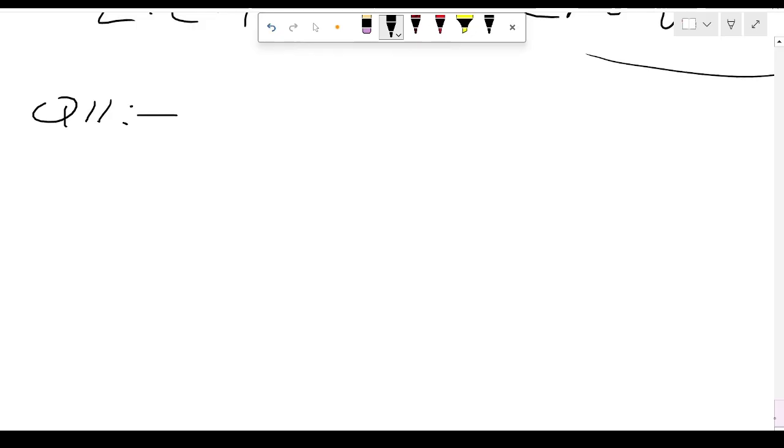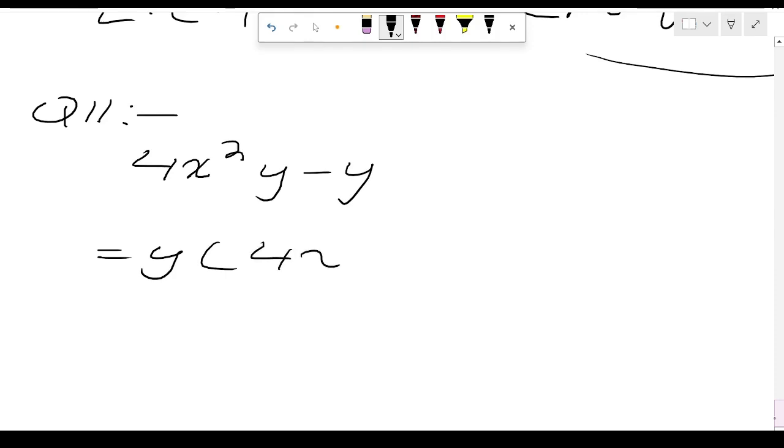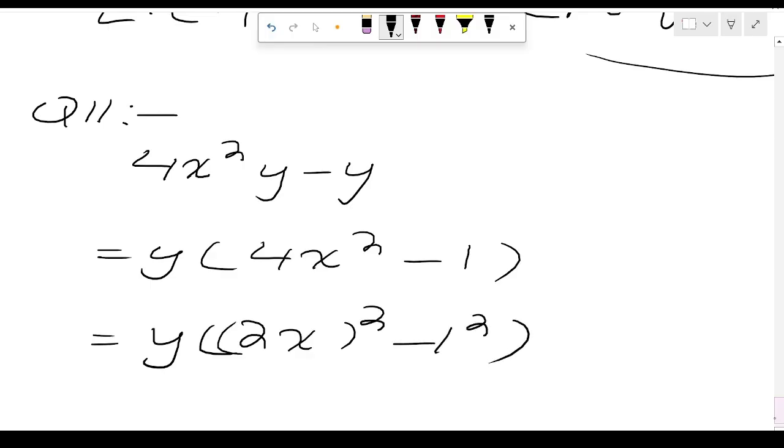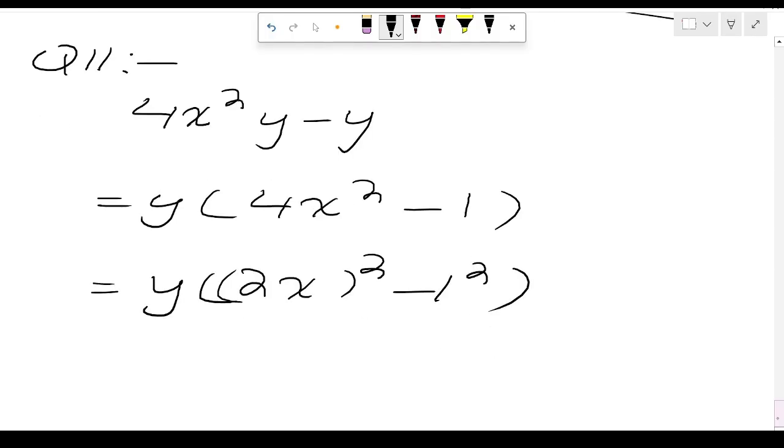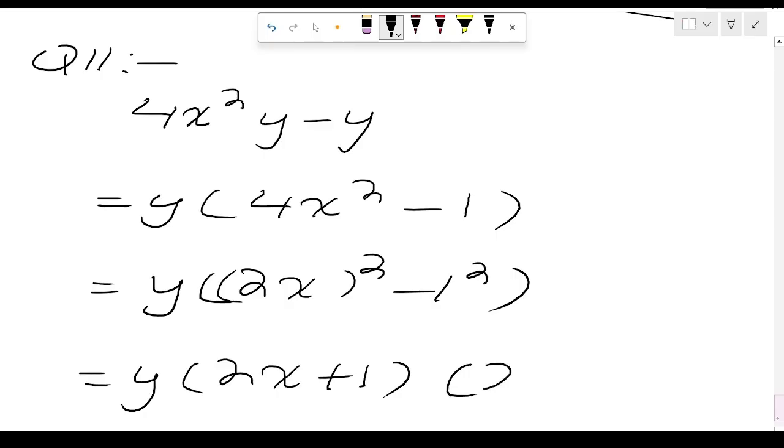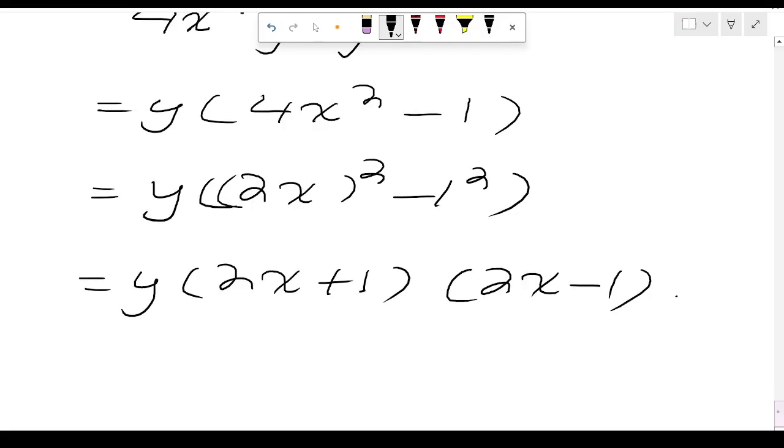In question number 11, the first expression is 4x squared y subtracted from y. So what is common between this expression? We will take y as a bracket and then we can write 4x squared minus 1. Now we have 4x squared minus 1. We can simplify this much further. So we can write (2x) whole squared minus 1 squared. And then we will use the a squared minus b squared formula, which gives y bracket (2x plus 1) and (2x minus 1). Now the second expression is given, which is 2x squared plus x.